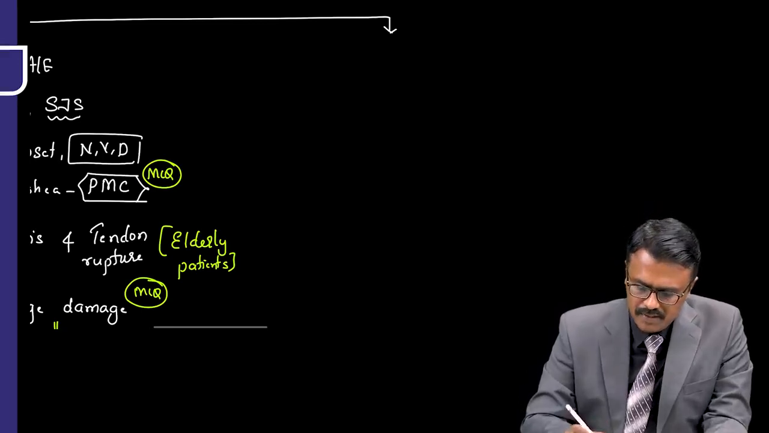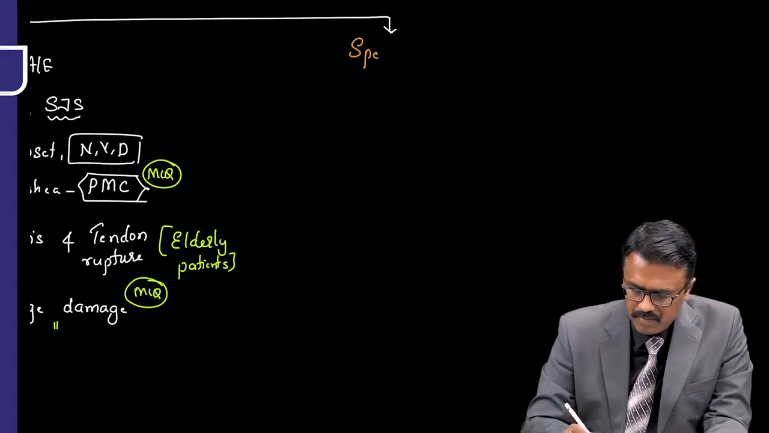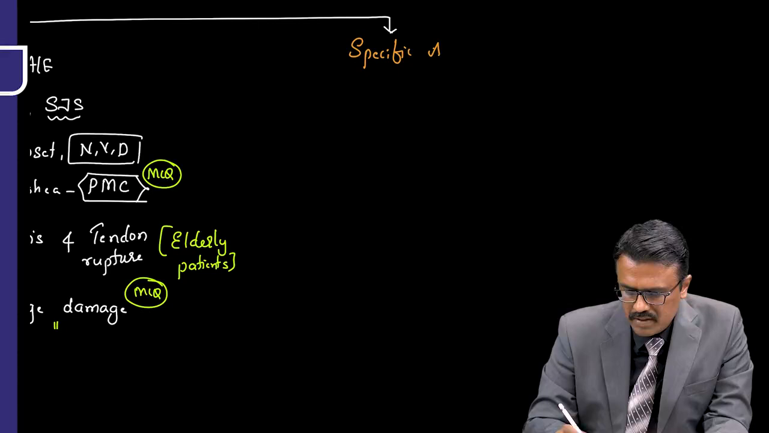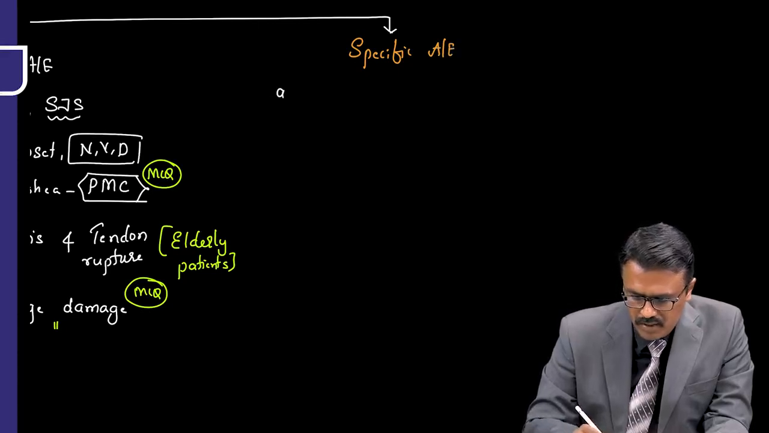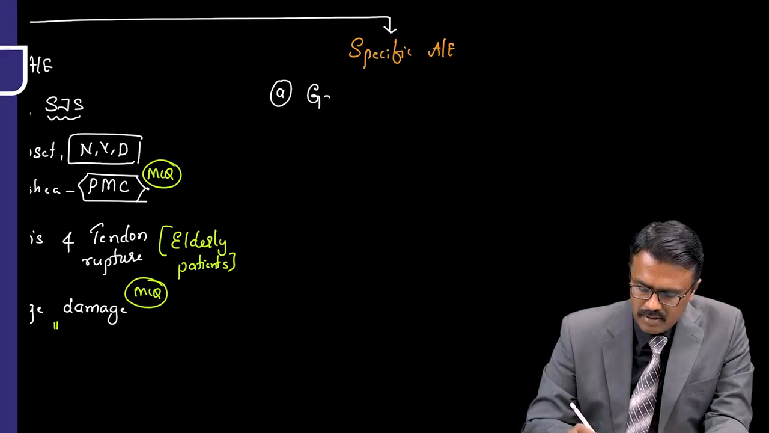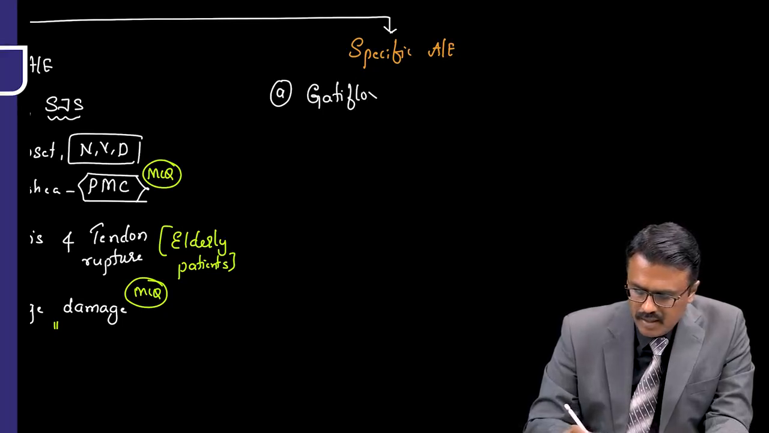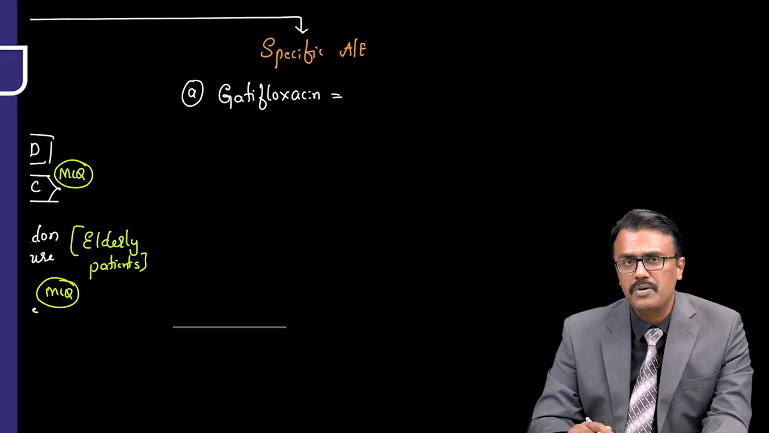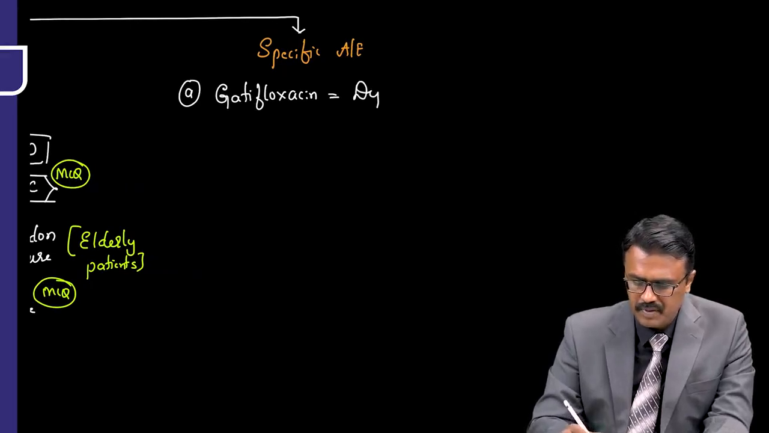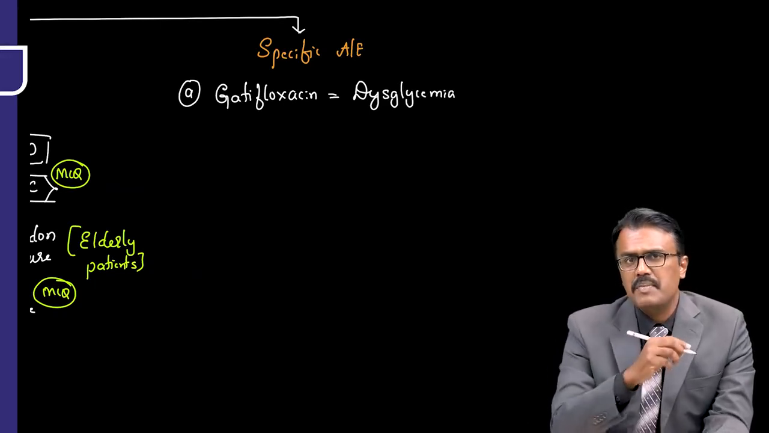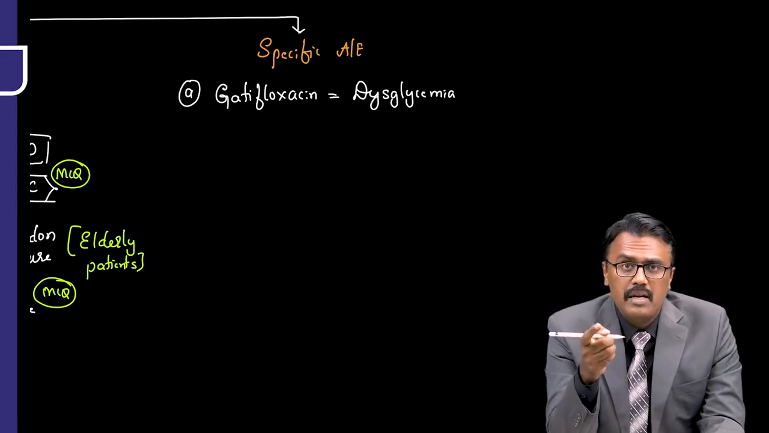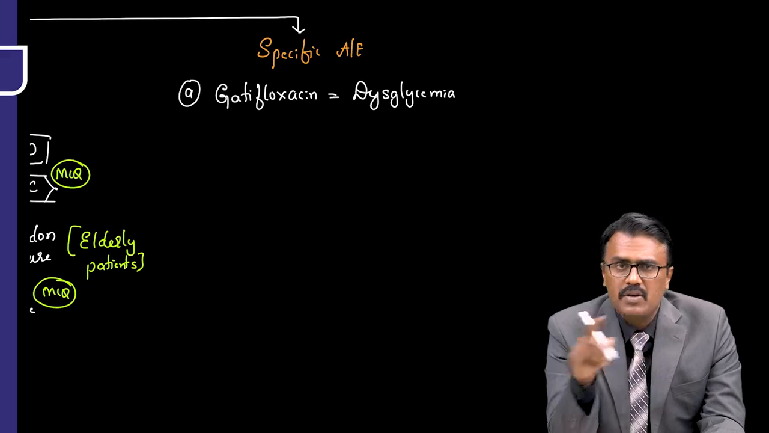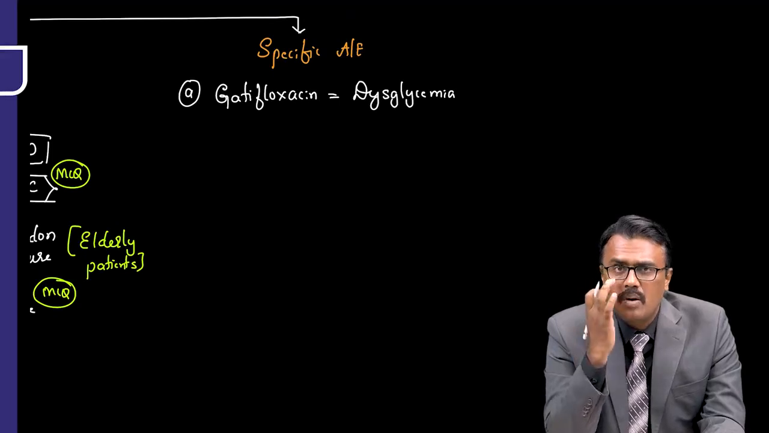What are the specific adverse effects? Some of them produce specific problems. Specific adverse effects of fluoroquinolones: first we will take up gatifloxacin. Gatifloxacin was one of the beautiful drugs for respiratory infection, but the problem is it produced dysglycemia. What is dysglycemia? Dysglycemia means the patient will suffer with both hyperglycemia as well as hypoglycemia. Because of this, it is now not given systemically, only topically as eye drops.